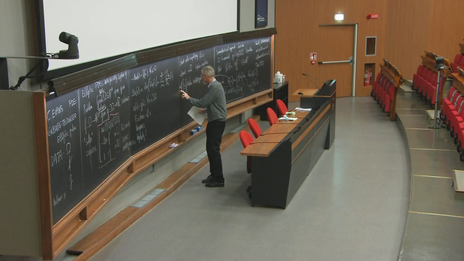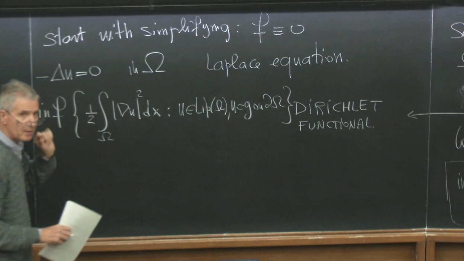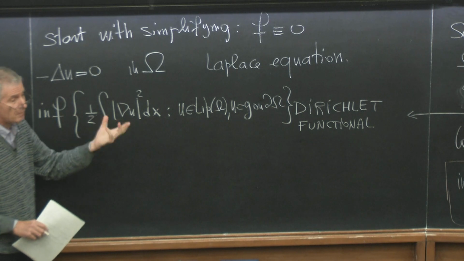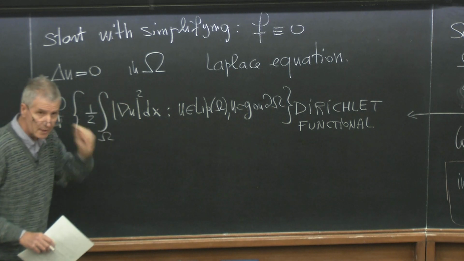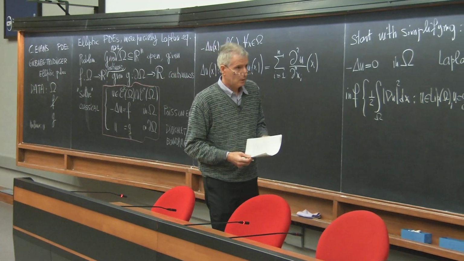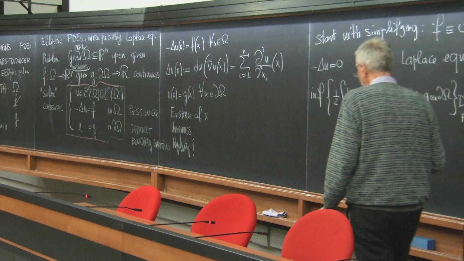So why are these problems related? Again, let me stress once more. In order to write this in a classical way, we need u with two derivatives. In order to write it this way, we need just one derivative, and maybe one derivative in L infinity, so gradient in L infinity. Okay?